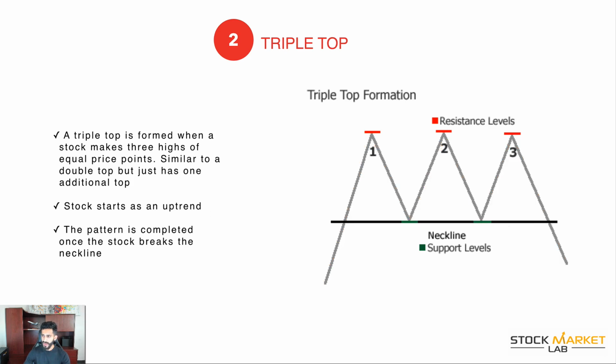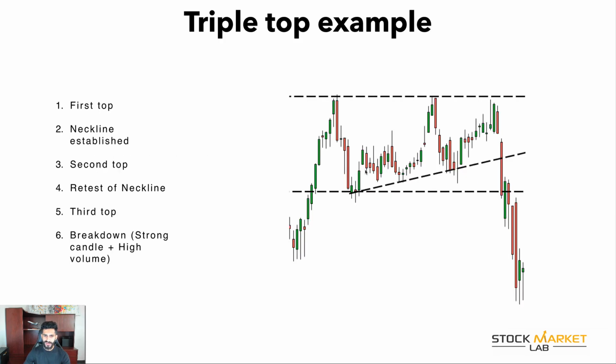Stock starts as an uptrend. Very important to understand. Triple top starts as an uptrend. The pattern is completed once the stock breaks the neckline. This is where the triple top has formulated. If triple top does not break this point, there is no pattern right now. It's maybe in a sideways trend. It's moving in a sideways phase. It's consolidating.